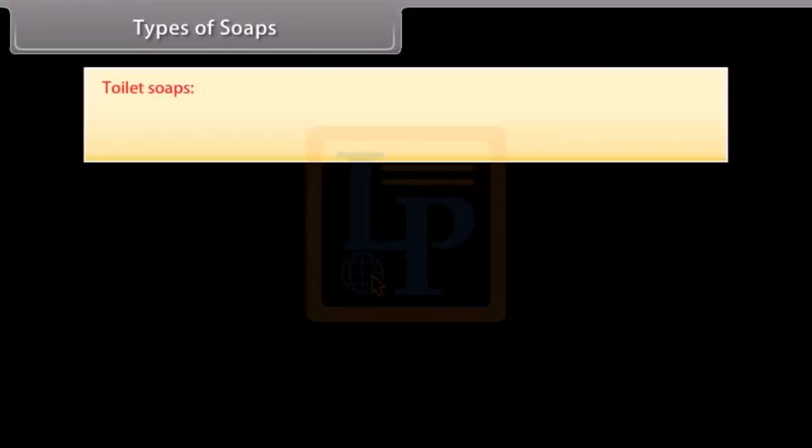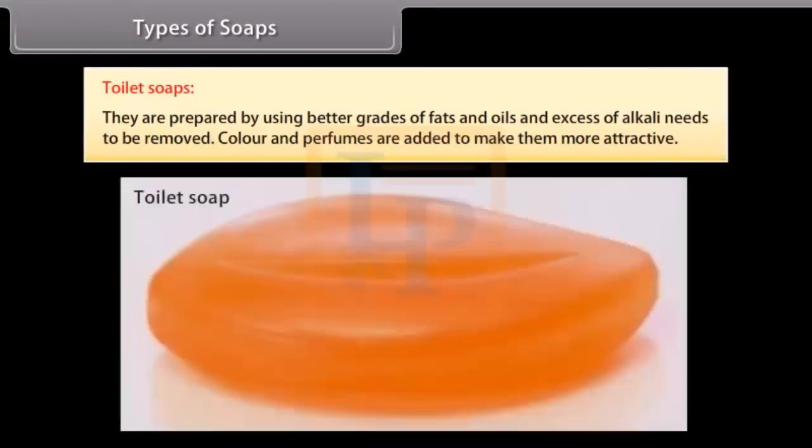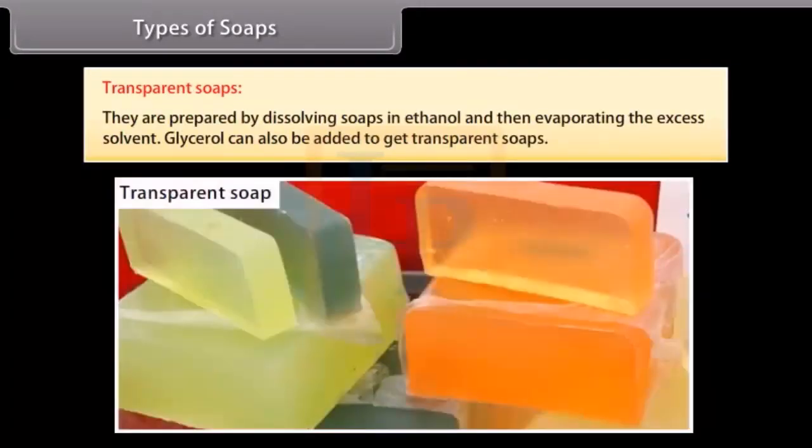Types of soaps. There are different types of soaps depending upon ingredients. Toilet soaps are prepared by using better grades of fats and oils, and excess of alkali needs to be removed. Color and perfumes are added to make them more attractive. Transparent soaps are prepared by dissolving soaps in ethanol and then evaporating the excess solvent. Glycerol can also be added to get transparent soaps. They are used for dry skins.